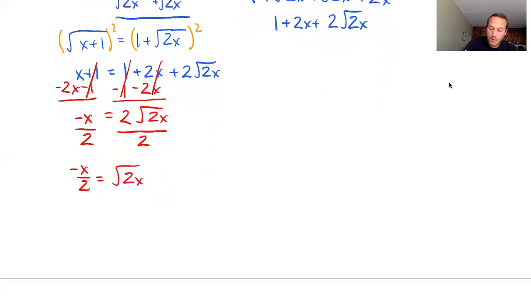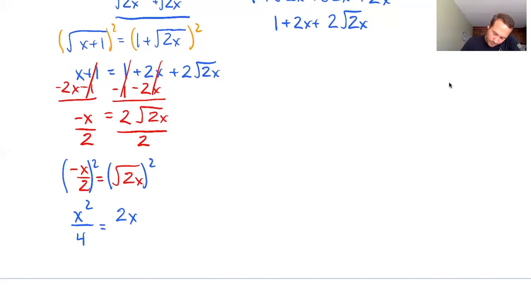What can I do from here, everyone? Well, now I just have 1 radical. It's on one side by itself. I'm going to square it. But if I square the right side, I have to square the left side. So negative x times negative x is positive x squared. 2 times 2 is 4. Radical 2x times radical 2x gives me just 2x.